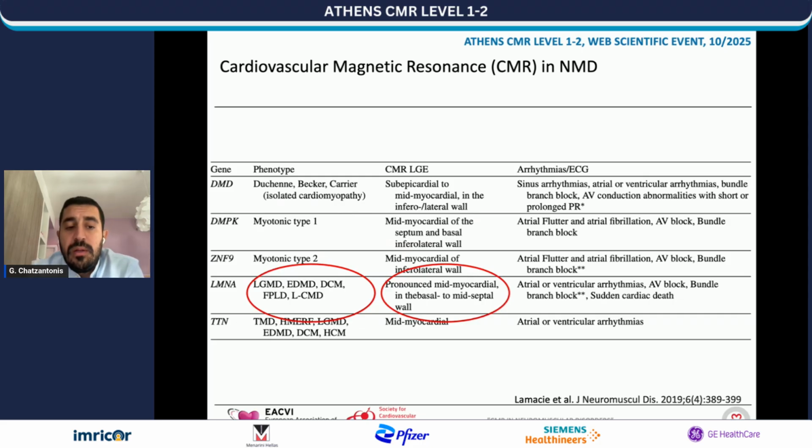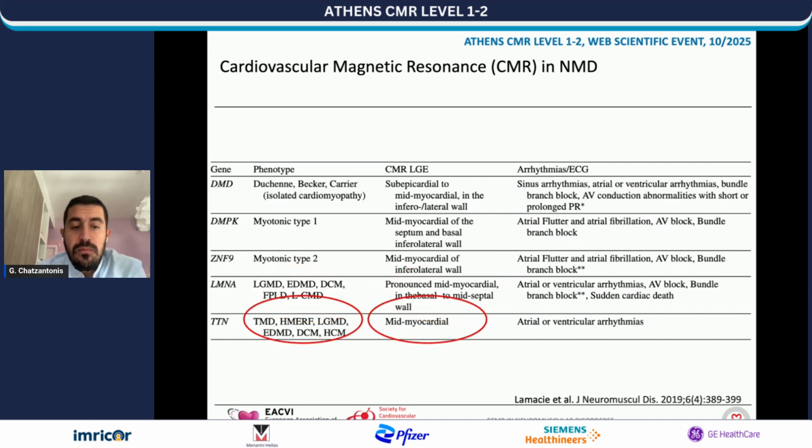Limb-girdle and Emery-Dreifuss muscular dystrophy have a pronounced mid-myocardial late enhancement in the basal to mid-septal wall, and hypertrophic cardiomyopathy and titin mutations can have mid-myocardial late enhancement in the whole myocardium.